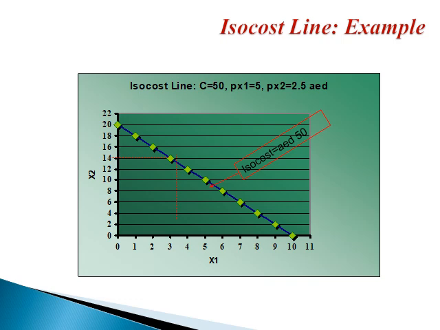How to graph it? You need only 2 points because it's a straight line. To graph a straight line, you only need 2 points. Put x1 equal to 0 and get x2. Put x2 equal to 0 and get x1. Connect the points, and you will get that isocost line. It means that regardless of the combinations along that line, any combination will cost the individual producer $50.